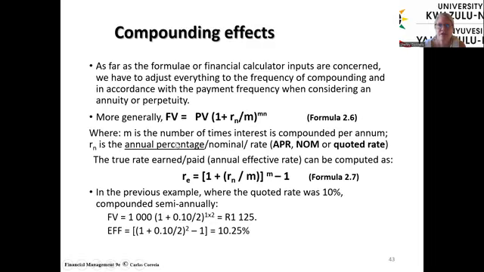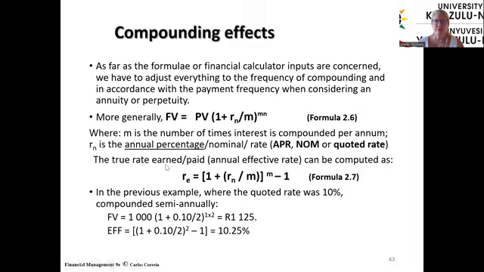Okay. So M is the number of times interest is compounded per annum. R is the annual percentage. It's the R that we've been using up to this point. But we're just now going to give it a more appropriate name, an indication that it's your nominal rate. And sometimes it's called an APR, an annual percentage rate. Sometimes it's called a nominal rate. And it's your quoted rate the bank gives you by law.